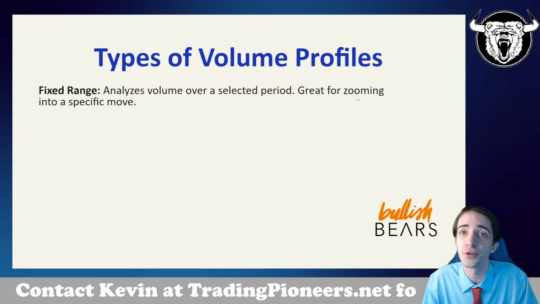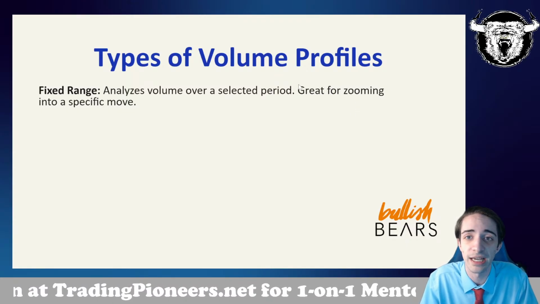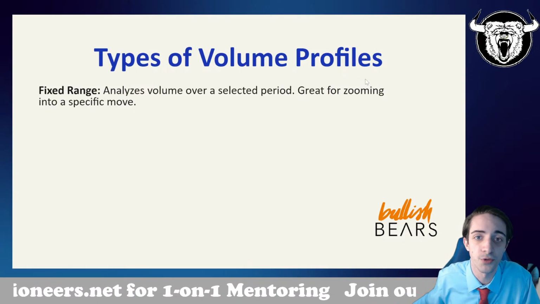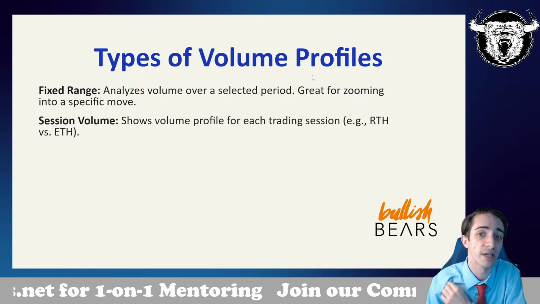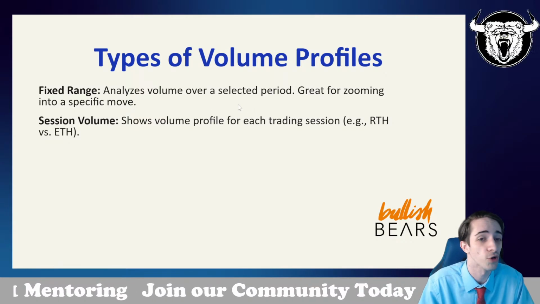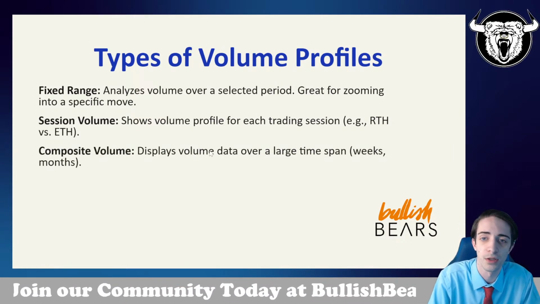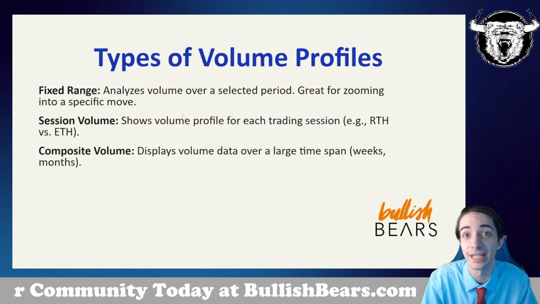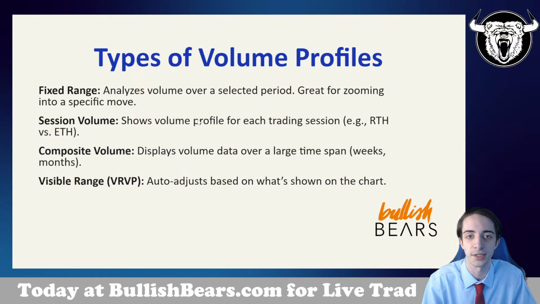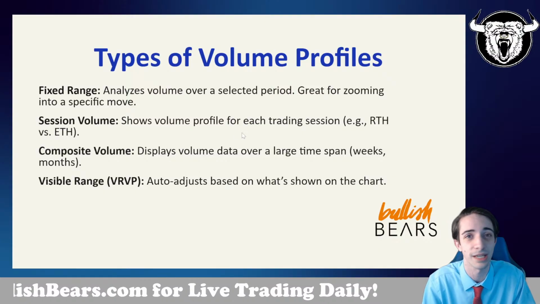Now, types of volume profiles. There's a few, and like I mentioned earlier, fixed range, which analyzes volume over a selected period. Great for zooming into a specific move. We have our session volume profile, which shows volume profile for each trading session. And we have a composite volume, which displays volume data over a large time span. So that's like if you throw an indicator up on your chart for volume profile that automatically adjusts, right? That's also the visible range that auto adjusts depending on which chart and time frame you have it up on.